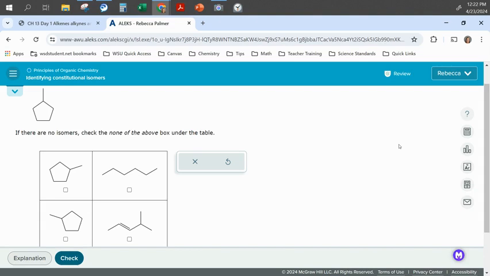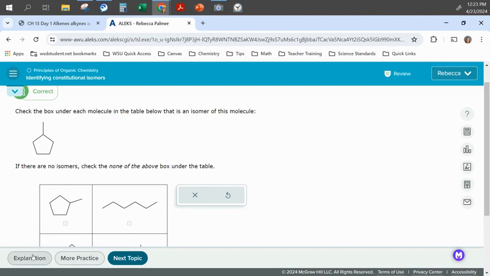So the formula is the same. This is obviously a different molecule because this one has a ring, this one has a double bond. Different. So this one would be an isomer. It is a different molecule, but it has the same formula. Those are the 2 things that we have to check. Different connections, same chemical formula. Okay, let's do another one.